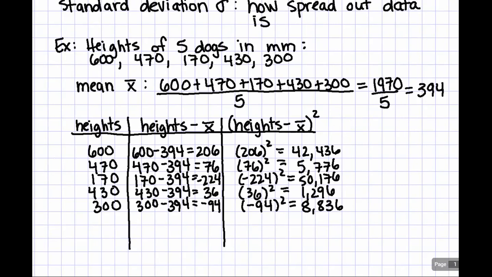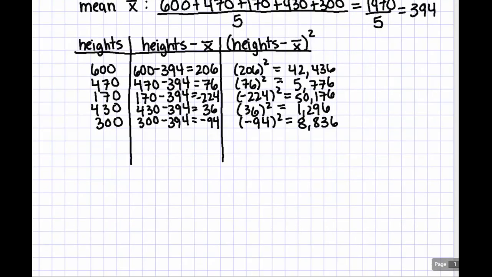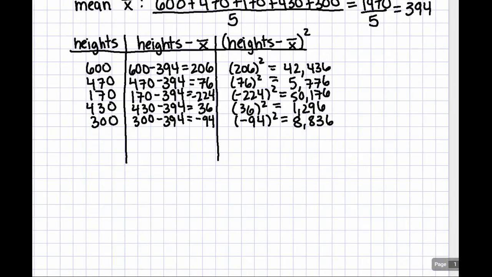Now, we're going to average these, okay? And so what that means is I'm going to take these, add them up, and divide by how many items I have, which is 5, okay? So let me do that down here. So this is going to be called variance. And variance is going to be our sigma squared, okay? And it's the average of these squares.